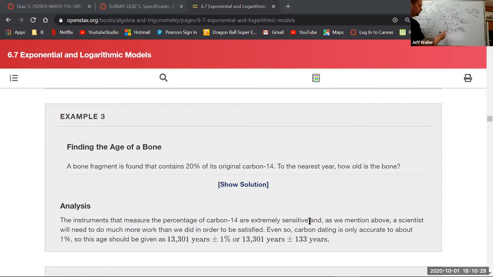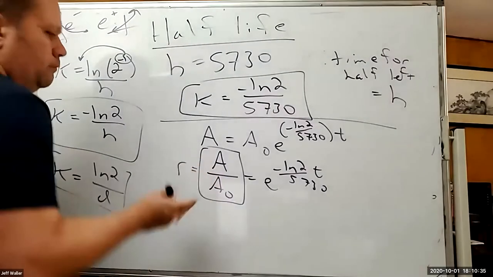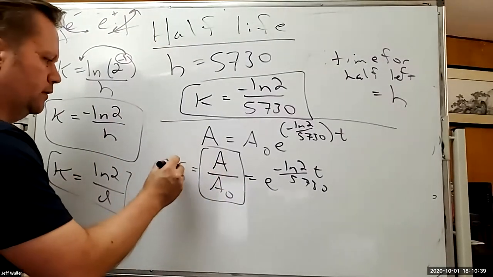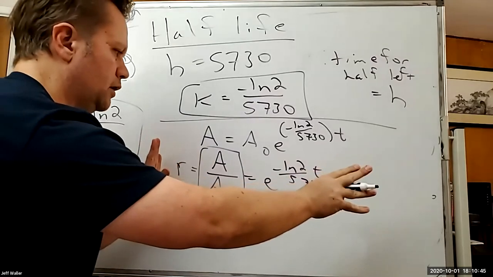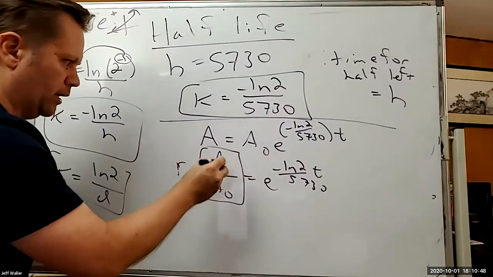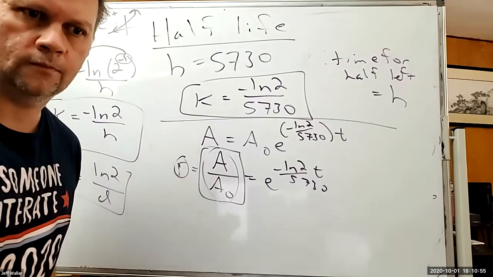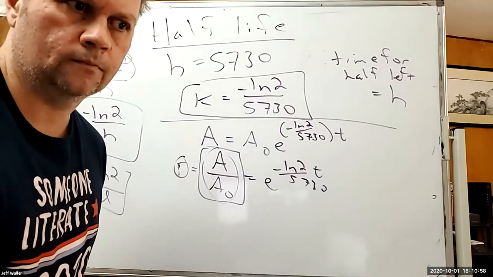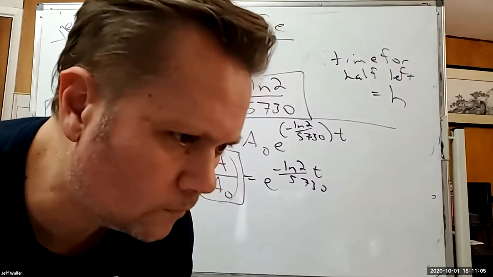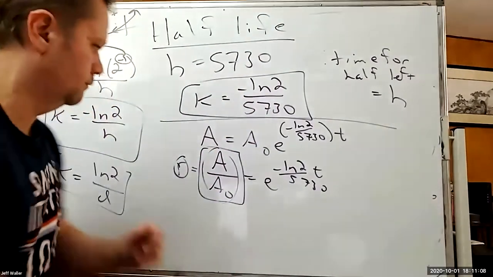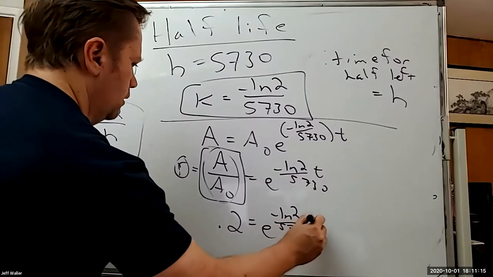So now you see why. They actually call this ratio R. This book does. So this is true for carbon 14. So what am I going to put in place of R for this bone fragment? Would it be 20? Well, 0.2. And then I can solve this beautiful equation for t.